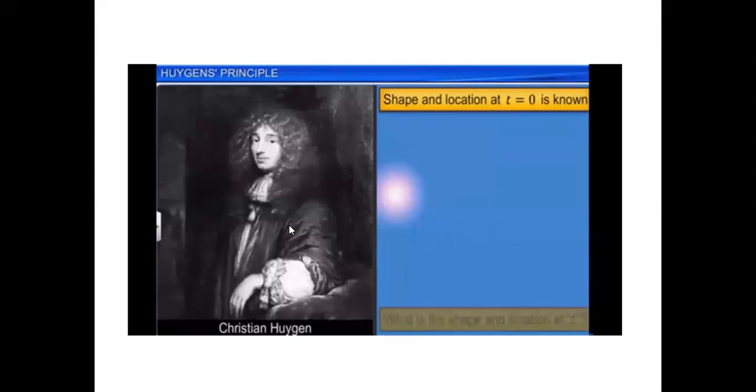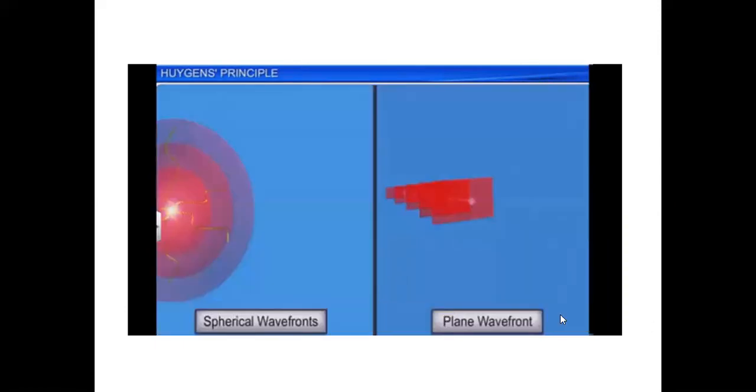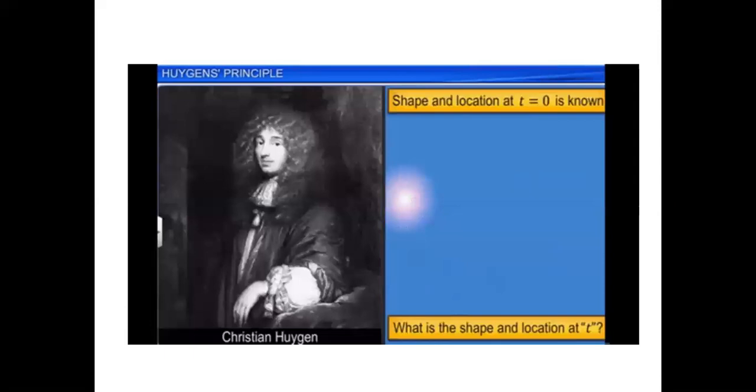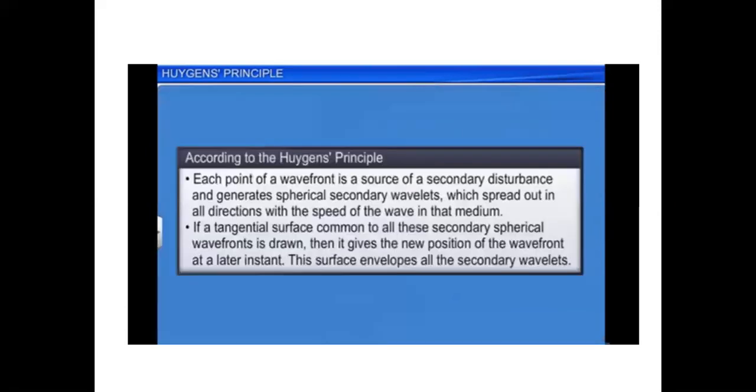At the time t, you can find out what is the shape of the wavefront. After a certain time t, how can you draw the wavefront? What is the shape after time t? At a particular time, it may be spherical, it may be cylindrical. How does the wavefront grow? Now here comes the explanation of Huygens in terms of what you call secondary wavefronts, wavelets.